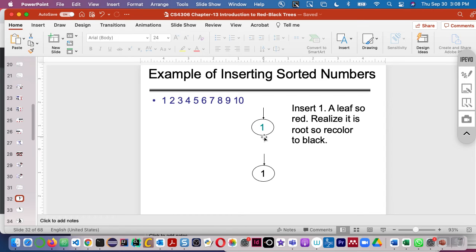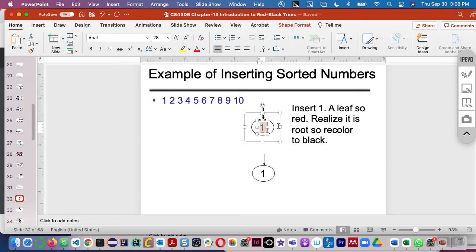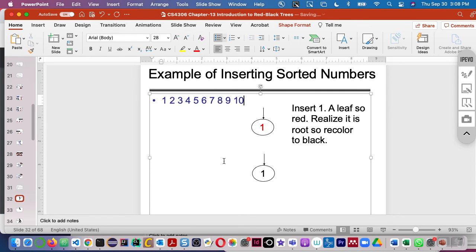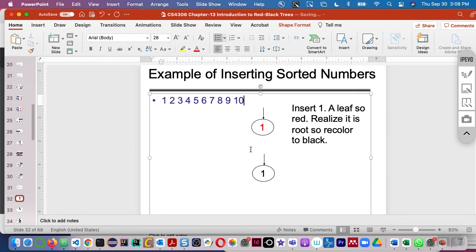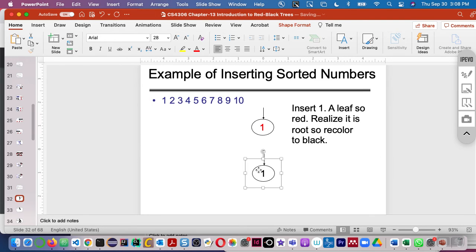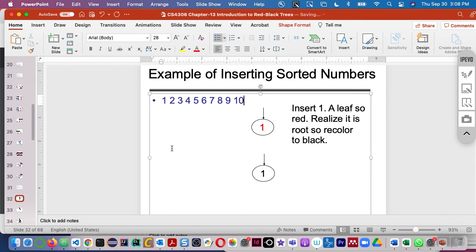Okay, so initially they could put it in red, but I don't see the actual color. So let us make it red, for instance, on getting 1. Since this is the only element, we change the color to black, because this is the root, the only element. So far I have only one element.